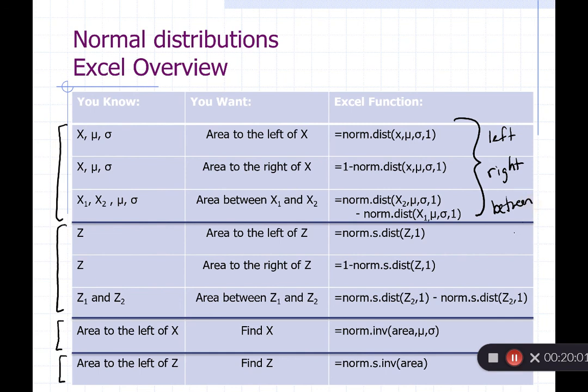Then we have the standard normal distribution function. And again, left, right, between. And then we have the inverse functions down here in the 7th and 8th rows. If we have an area and we want an x value, it's the norm.inverse function. And if we have an area and we want a z-score, anytime you're talking about z-scores, you need the .s. Z-scores mean you're working with the standard normal distribution. So you always need the .s in Excel.